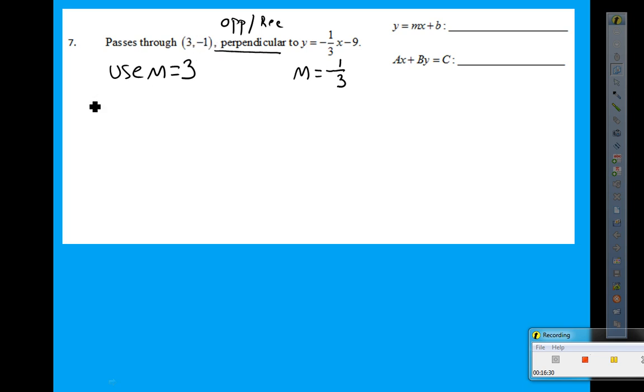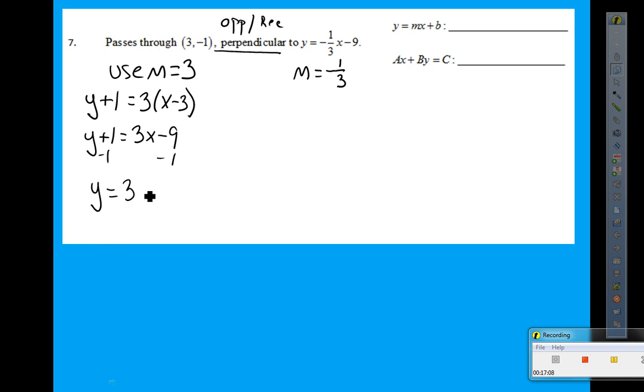Here's our point, so I'm going to go y minus negative 1, which becomes y plus 1, equal 3 times x minus 3. Let's distribute, so I got y plus 1 equal 3x minus 9. Let's subtract 1 from both sides. So in slope-intercept form, I've got 3x minus 10. So y equal 3x minus 10.